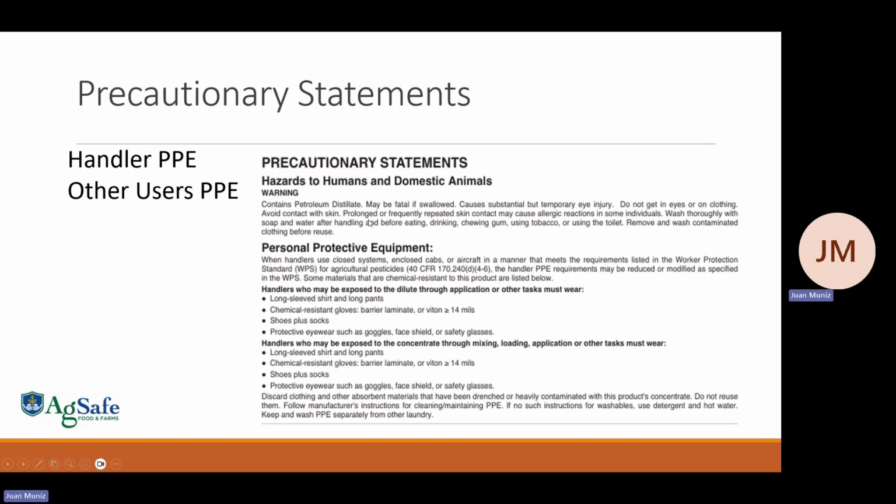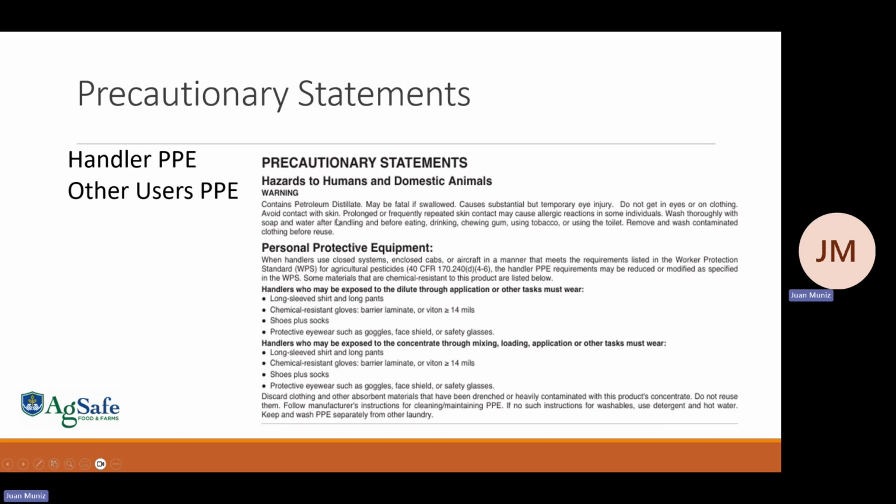As we mentioned earlier, precautionary statements has information on hazards to human and domestic animals. And if you look closer here, it actually will tell you details of the hazards. If you look at that section, it says contains petroleum distillate. May be fatal if swallowed. Causes substantial but temporary eye injury. Do not get into the eyes or on clothing.